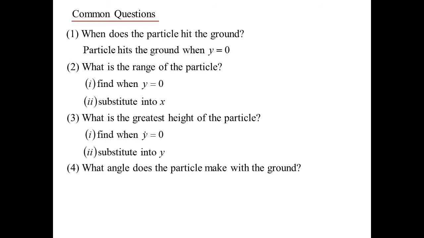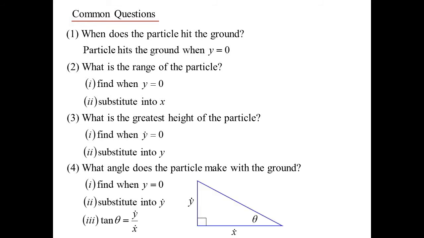And the angle it makes when it hits the ground. Okay, again, we'll have to find out when that happens. We'll find the vertical velocity, and we'll use tan theta as y dot over x dot. Now you might be saying, well, hang on, why didn't we substitute into x dot? But remember, that turned out to be a constant, so it's never going to change.